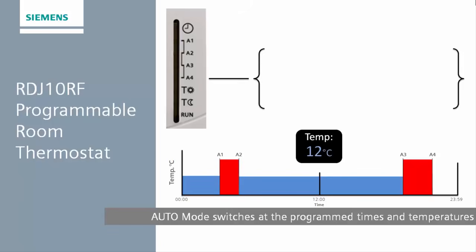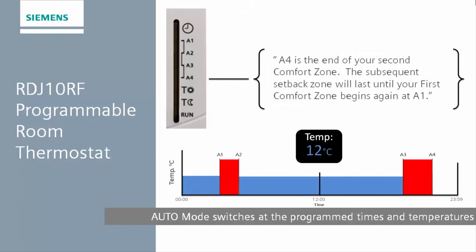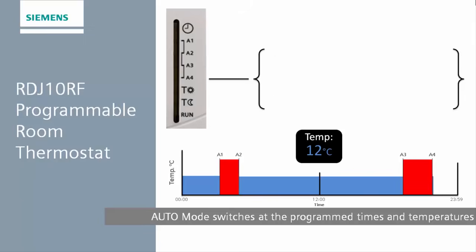A4 is the start of your last setback or economy zone. Again, this will maintain the temperature set at T-moon and will last until the next comfort setting begins the following day at A1.